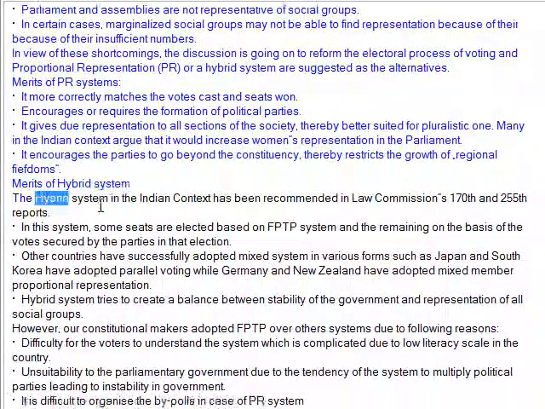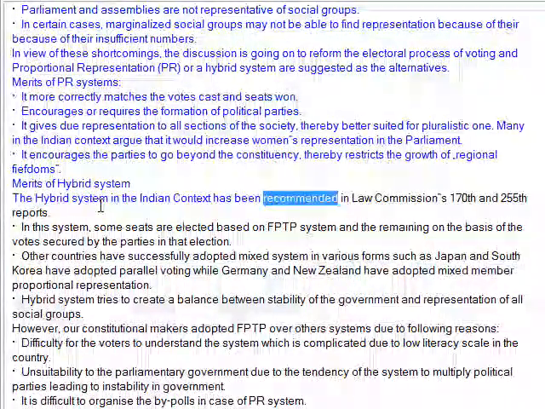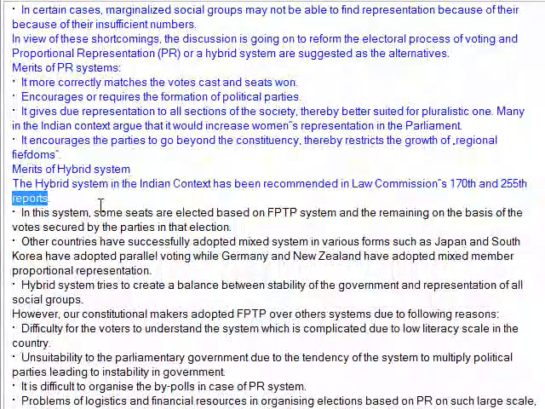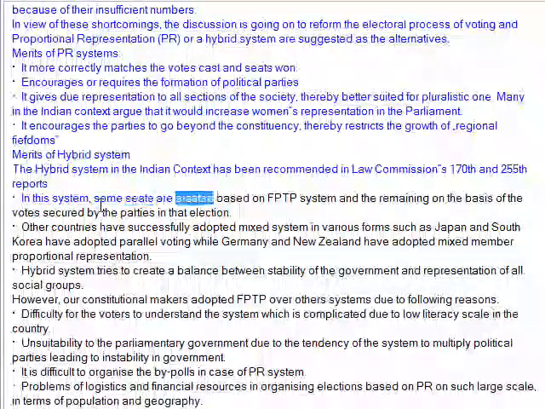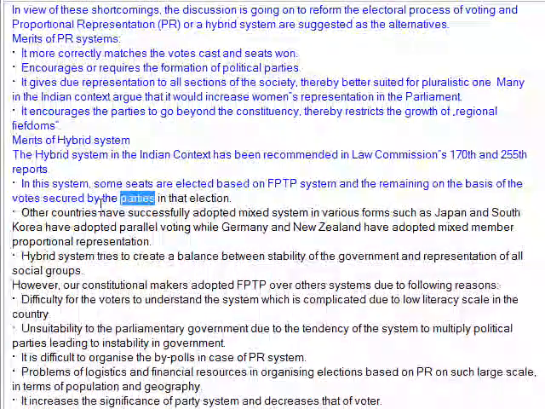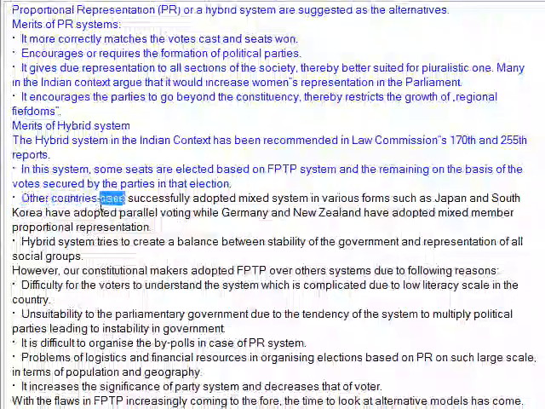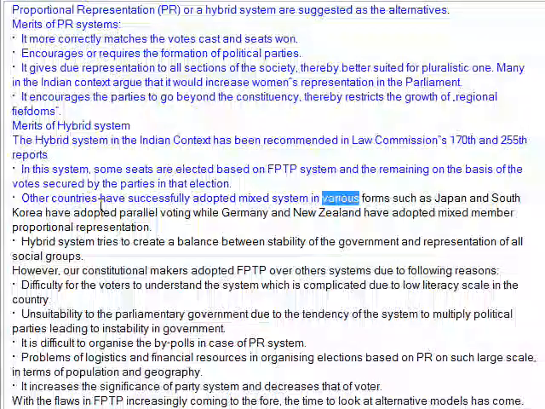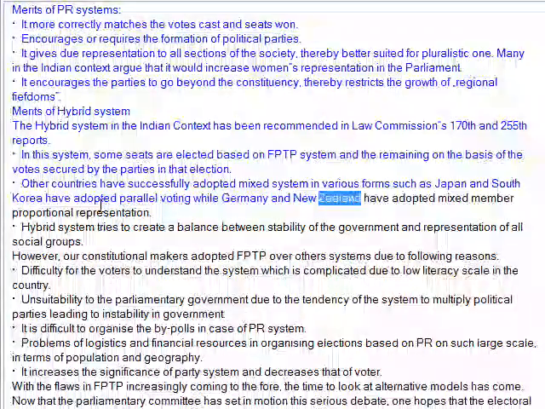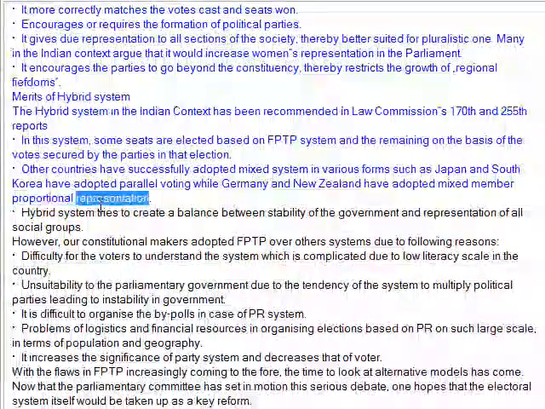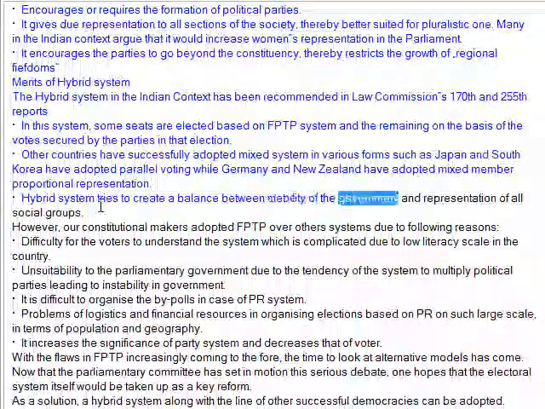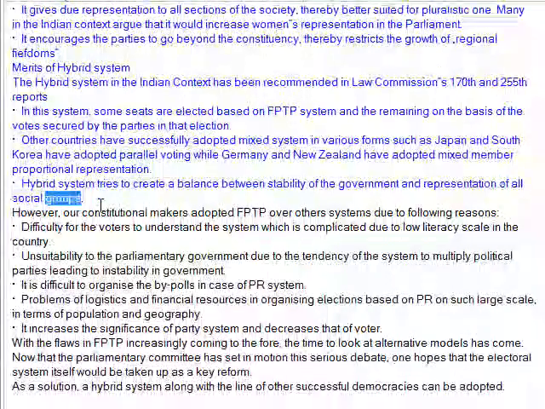Merits of the hybrid system: the hybrid system in the Indian context has been recommended in the Law Commission's 170th and 255th reports. In this system, some seats are elected based on the FPTP system and the remaining on the basis of the votes secured by the parties in that election. Other countries have successfully adopted mixed systems in various forms, such as Japan and South Korea, which have adopted parallel voting, while Germany and New Zealand have adopted mixed member proportional representation. The hybrid system tries to create a balance between stability of the government and representation of all social groups.